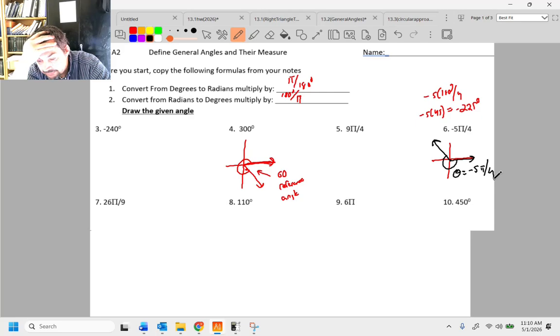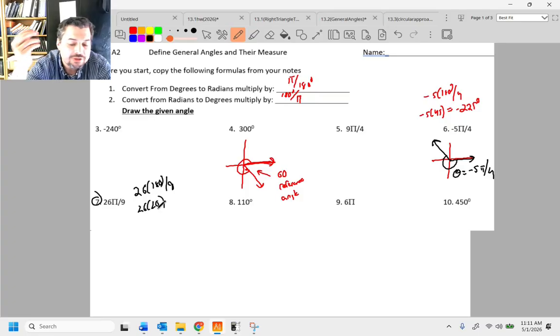Let's see here. Why not? 7 looks scary to kids, doesn't it? 26 pi over 9. That's 26 180s sitting over a 9. That's 26 20s because 180 divided by 9 is 20. And 26 times 20, I feel like that's 520 degrees.